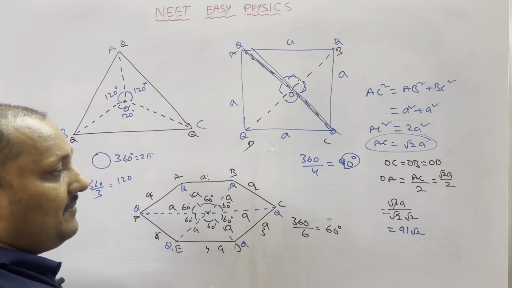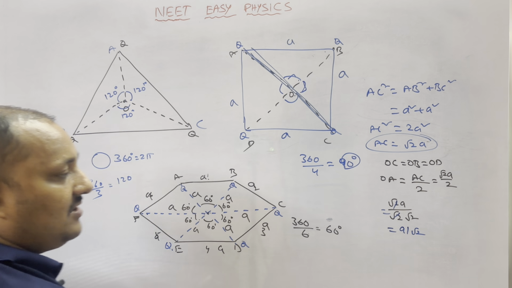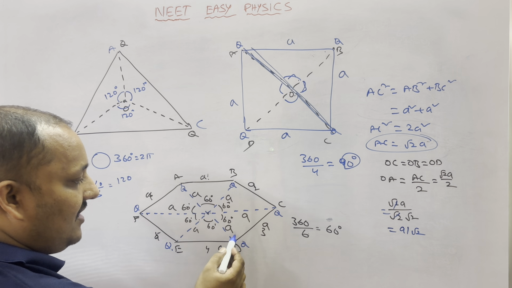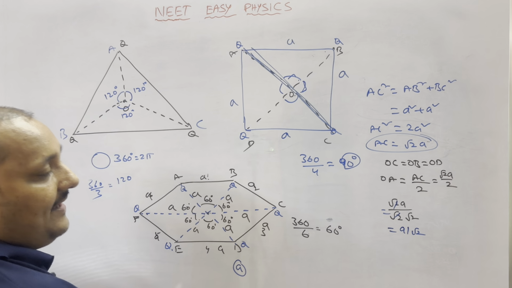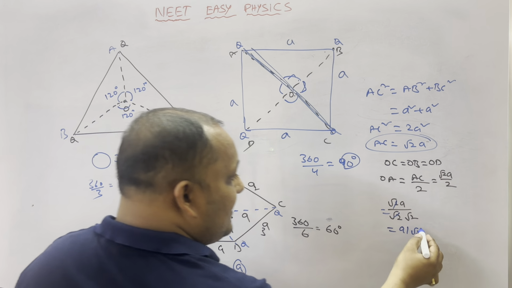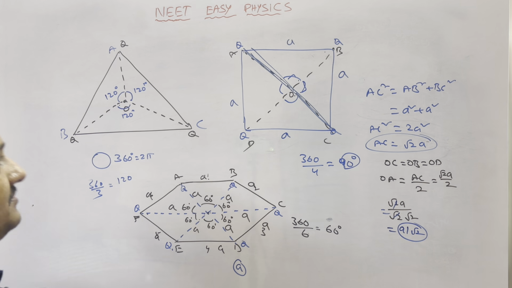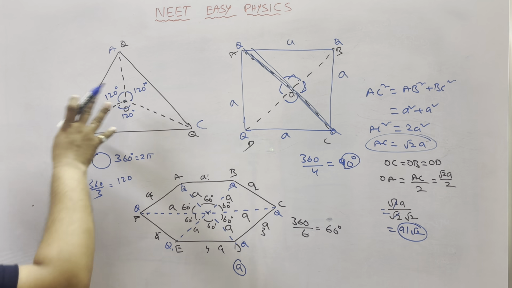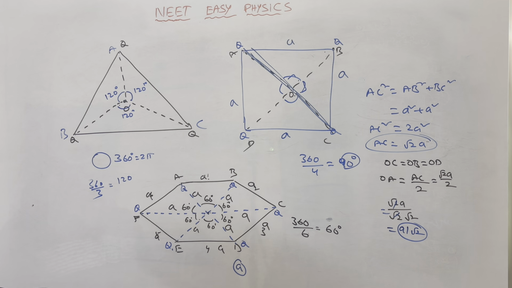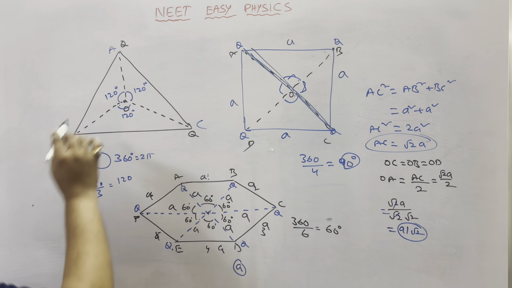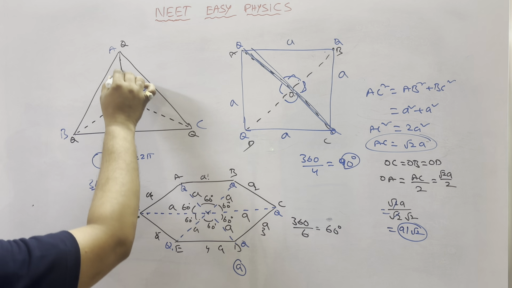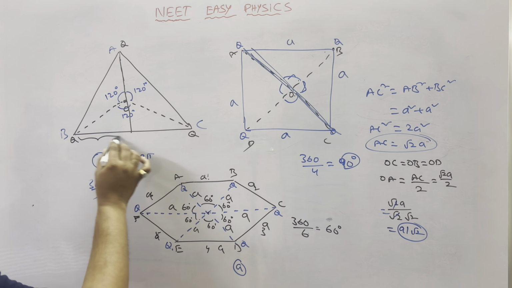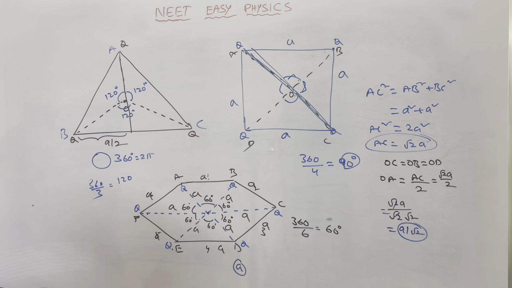This one you have to remember; the derivation is not required for you. From center to corner in the case of a hexagon, it is a. From center to corner in the case of a square, it is a by root 2. Now, from center to corner in the case of a triangle, what are we going to get? We can do it normally like this. You can extend this. This is going to be a by 2.